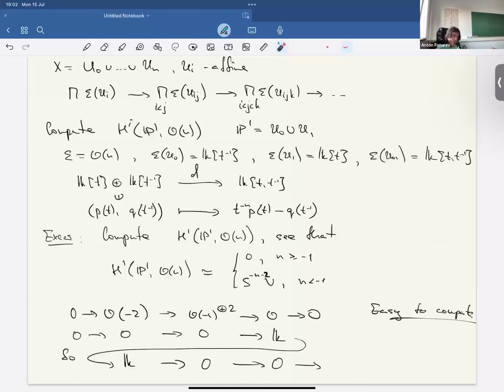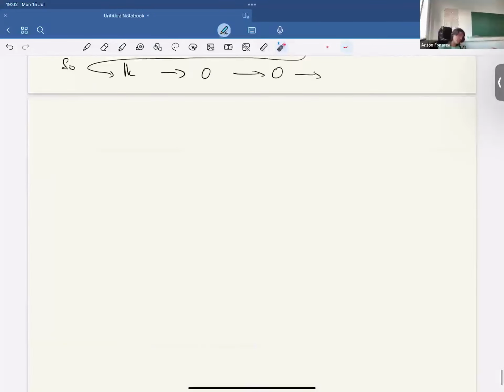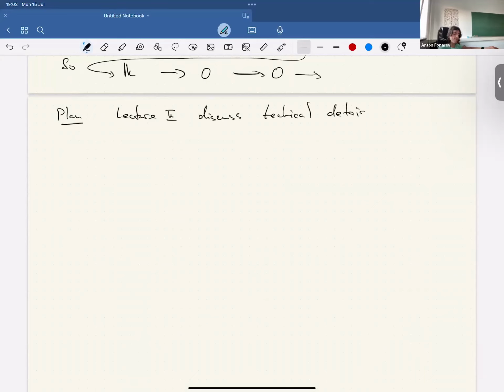And now we have 3 more classes. So here's our plan, big plan, kind of plan. Lecture 2, we will discuss some technical details of cohomology. And we'll discuss applications, at least to curves and surfaces. So, for instance, the Riemann-Roch theorem.